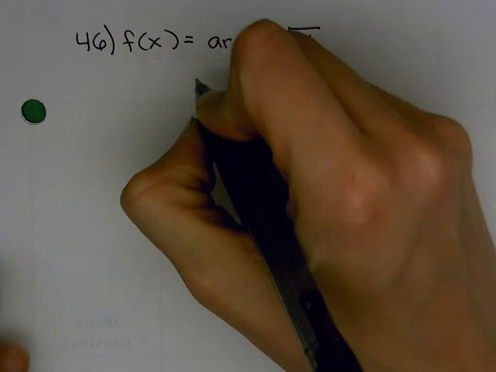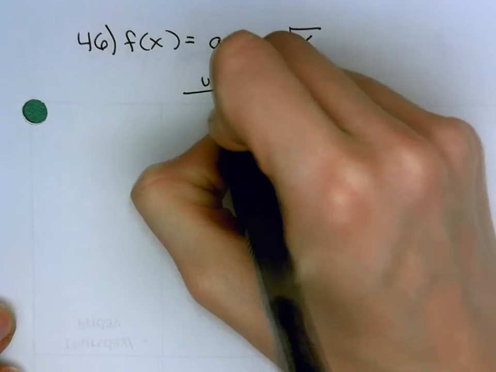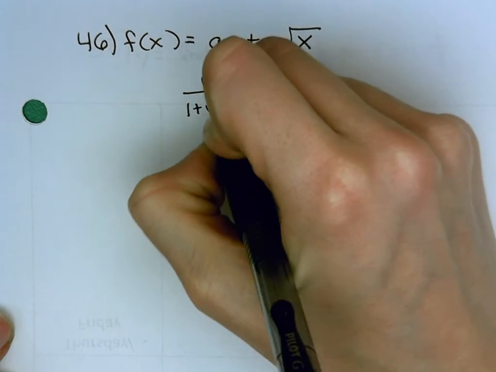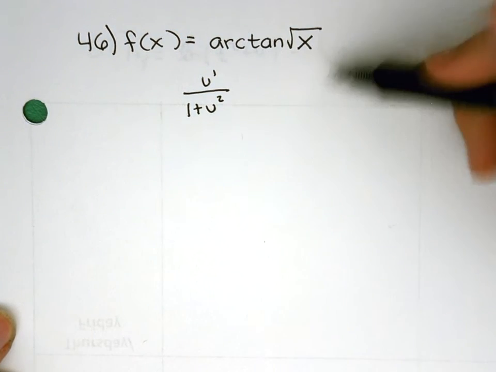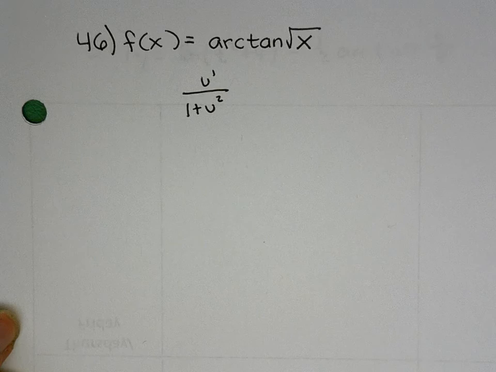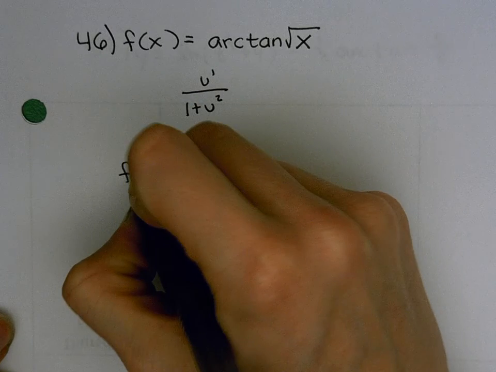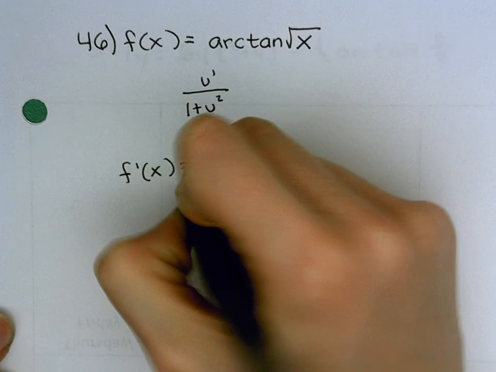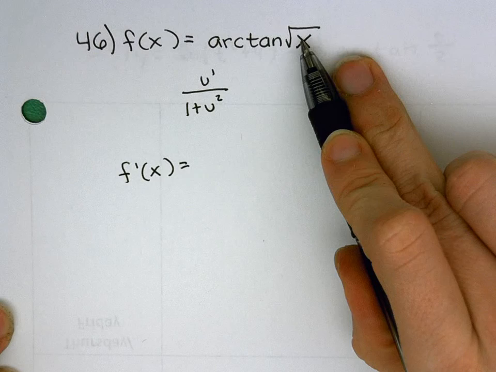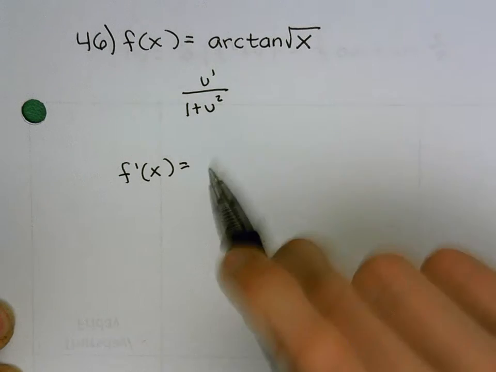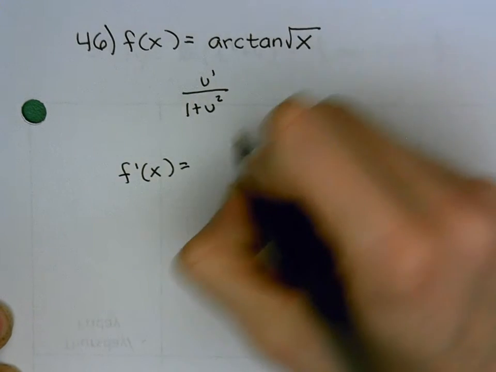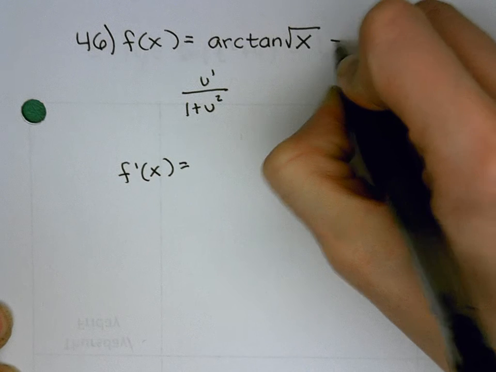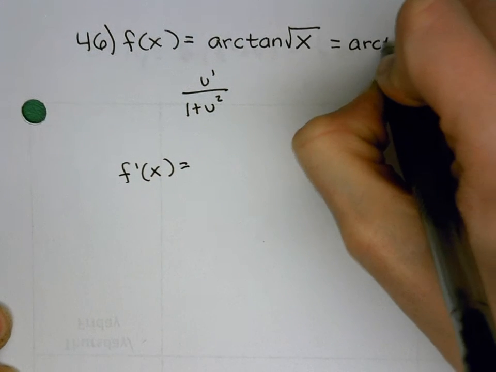Okay, the derivative of arctangent u is u prime over 1 plus u squared, and u is the function within arctangent, right? So our derivative here, we have arctangent of x to the 1/2. Okay, so we're going to do u prime first. So we're taking the derivative of, I'm actually going to go ahead and rewrite this so we can see it.